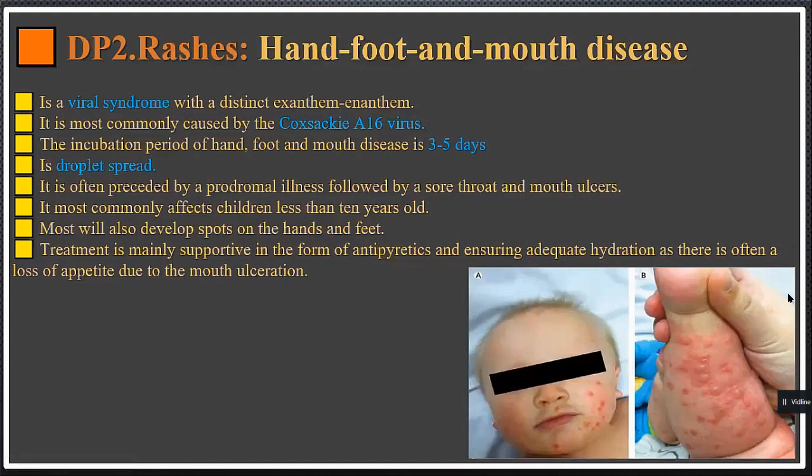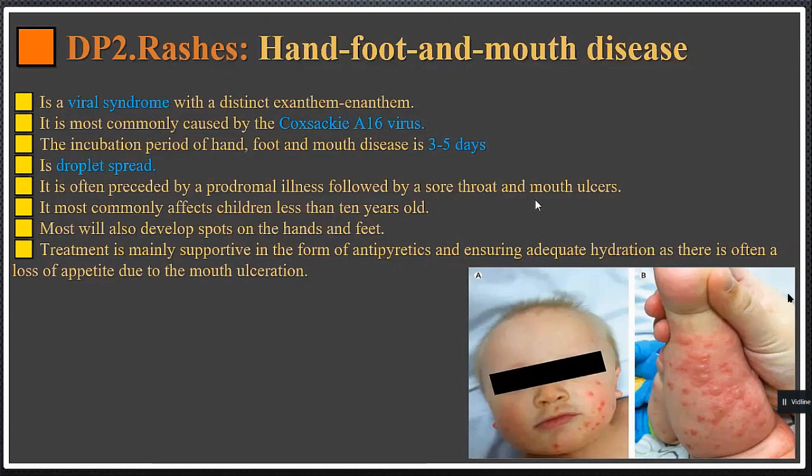Hand, foot, and mouth disease. From the name, it means you can find it in the hand, the foot, and the mouth. It's a viral syndrome with a distinct exanthem and enanthem. What is the difference, guys, between exanthem and enanthem? Skin and mucous membrane. Exanthem is external and enanthem is internal.